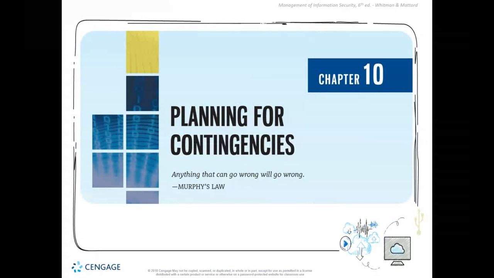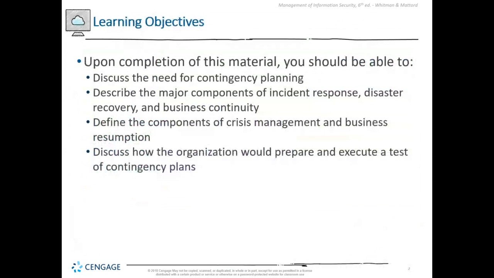This week in CIST 1602, we're looking at Chapter 10, Planning Contingencies. In this chapter you're going to learn the components of contingency planning, how to respond to incidents or disasters that may threaten an organization's continued operations.